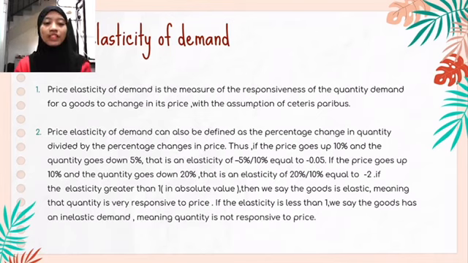Second, price elasticity of demand can also be defined as the percentage change in quantity divided by the percentage change in price. Thus, if the price goes up 10% and the quantity goes down 5%, that is an elasticity of negative 5% over 10%, equal to negative 0.5. If the price goes up 10% and the quantity goes down 20%, that is an elasticity of negative 20% over 10%, equal to negative 2.